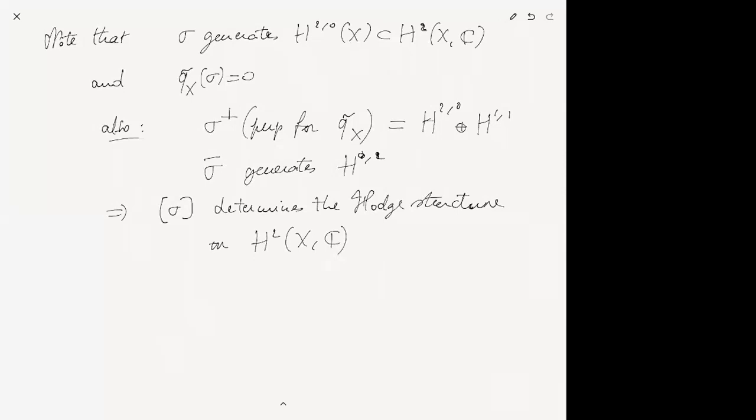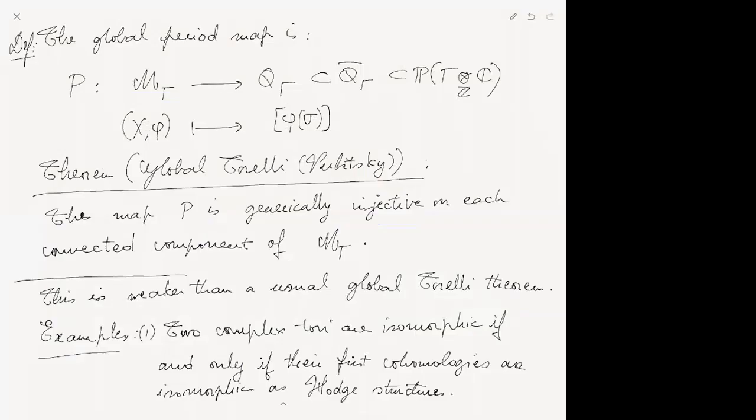So if my global period map had been injective, then I would have a Torelli theorem. If two manifolds map to the same point of the period domain, that means they have the same sigma and the same quadratic form. That means they have the same intersection form, the same quadratic form, and also the same Hodge structure. But that's not what I'm saying. I'm only saying it's generically injective.